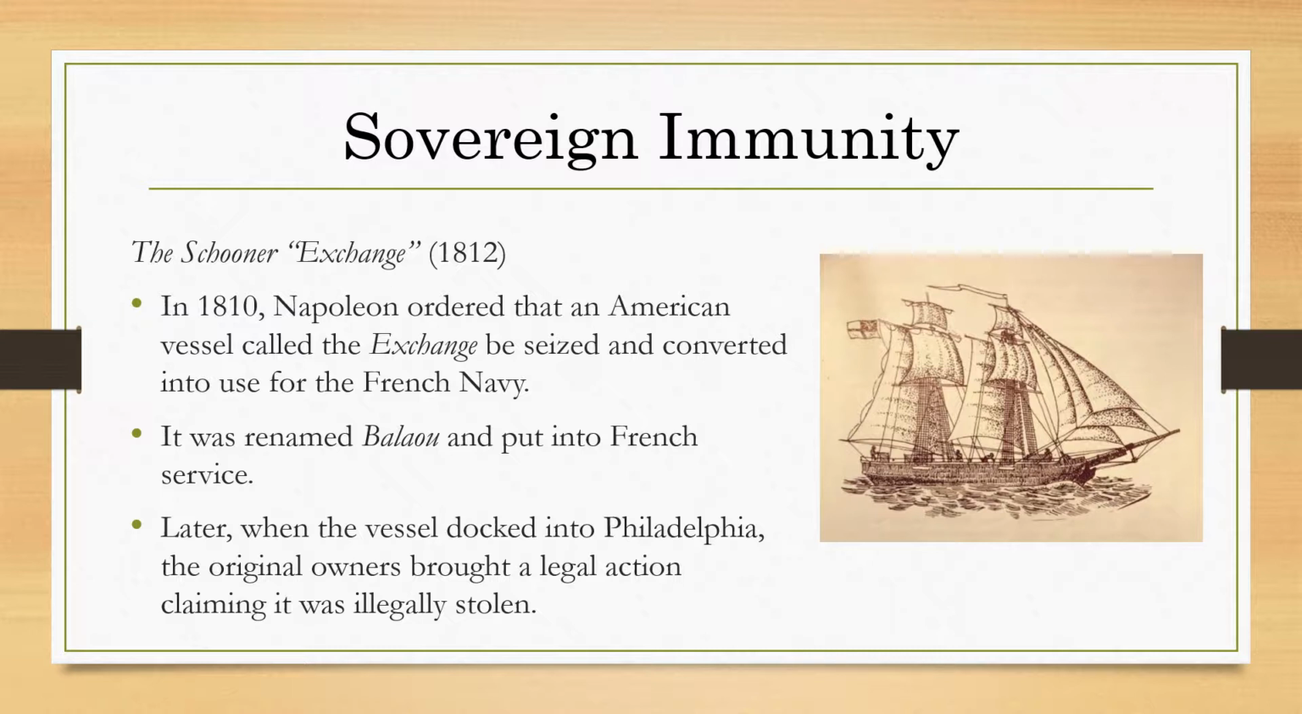And it was one called the Exchange, which was seized and converted by Napoleon for use by the French Navy, and it was rebranded and put into French service. Later on, that same vessel, now operating under the French Navy and under the French sovereign umbrella, docked in Philadelphia in America, and the original legal owners, who were American, brought a legal action claiming that it was stolen, and they tried to commence a case to arrest the vessel.